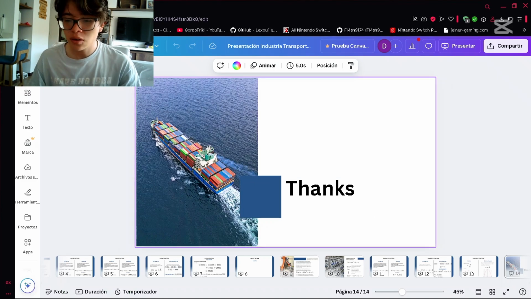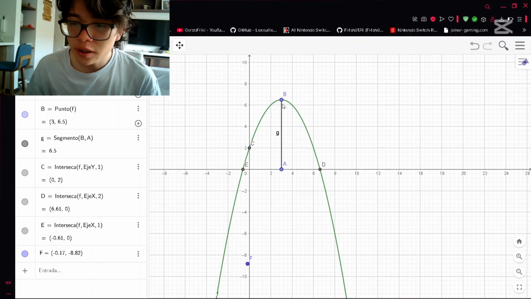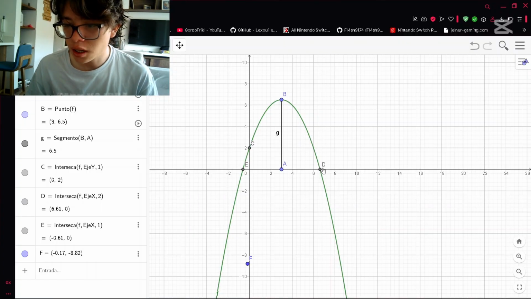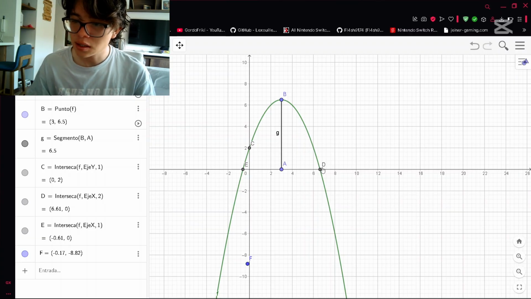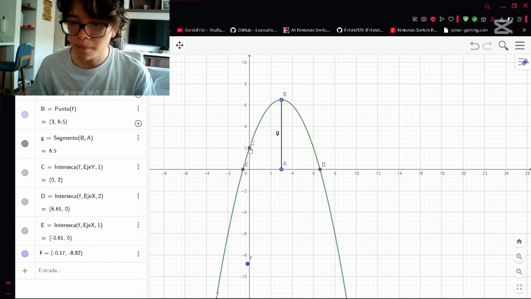So also we can look a little closer at the graph. Here we have it, the vertex, the x-axis, and this one is out of our physical domain, and this is our y-axis cut. And that's all.